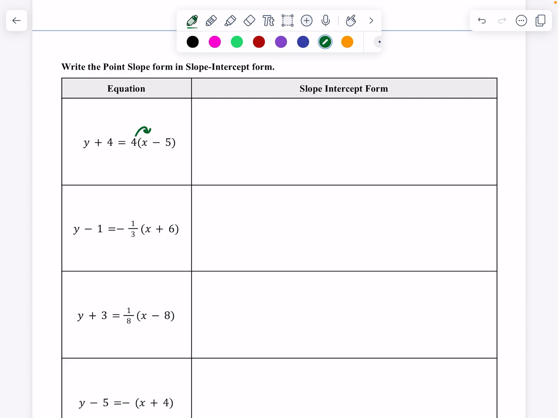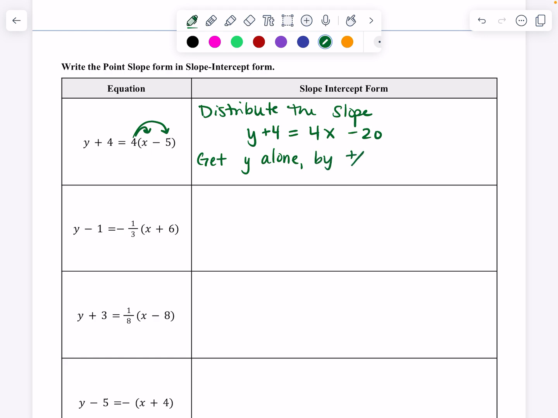Okay, so we're going to distribute first. So we're going to look to distribute the slope, right? So when I do that, I get y plus 4 equals 4x minus 20. And then after I distribute the slope, I'm going to get y alone by add or subtract the number, right? So in this case, that number is this plus 4. Okay, I want to move that to the other side so that it's in slope-intercept form.